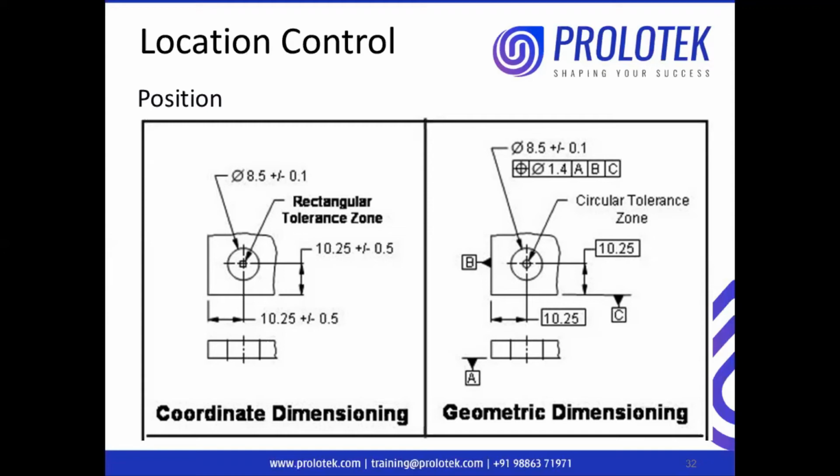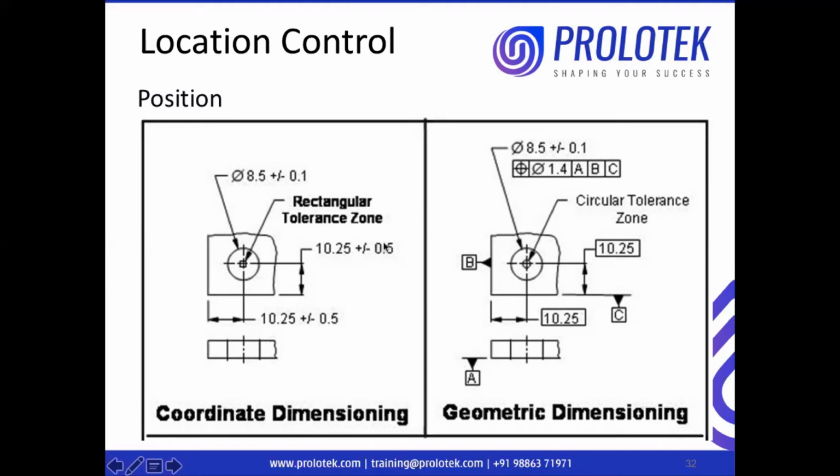This positional tolerance is the only tolerance which can easily convert a coordinate dimensioning system into a geometrical characteristic dimensioning style to get all the advantages of GD&T. So on the slide, what you see is a comparison between coordinate dimensioning style and geometric dimensioning style. Previously, if I want to get the center of this hole on the drawing, it would have been given as plus or minus tolerance, which means that the center of this 8.5 dia hole can be anywhere within 10.25 plus or minus 0.5 in x direction and 10.25 plus or minus 0.5 in y direction.